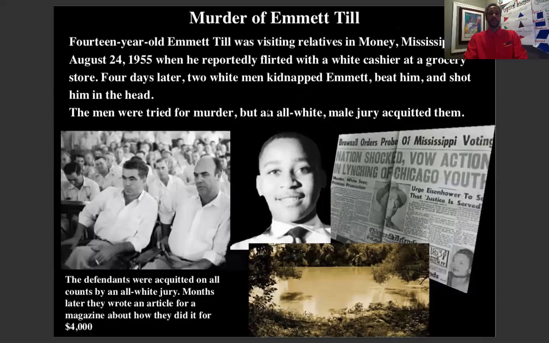14-year-old Emmett Till was murdered on August 28, 1955. He was lynched because a white woman accused him of having whistled at her. The men were tried for his murder, but of course, with an all-white, all-male jury, they were found not guilty.